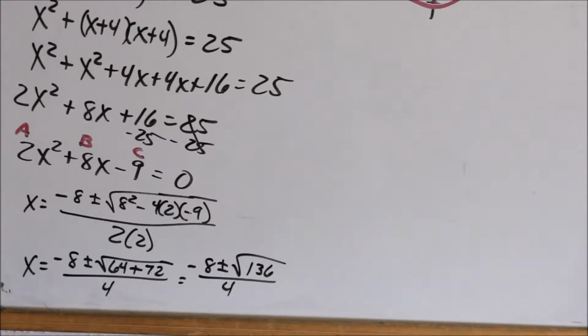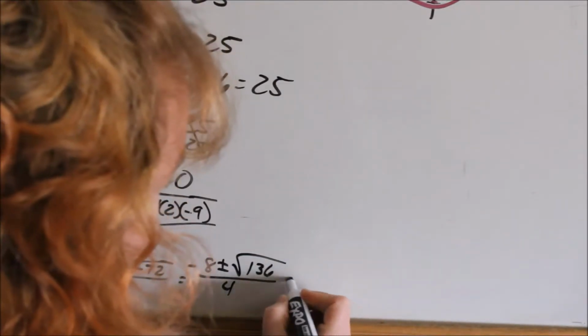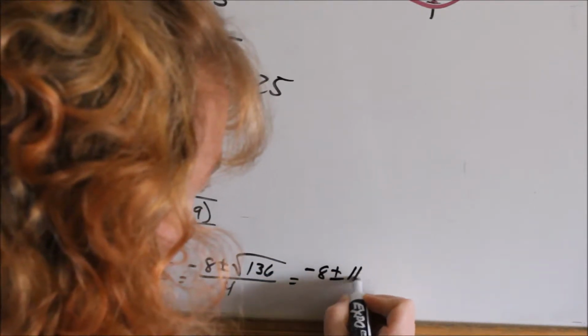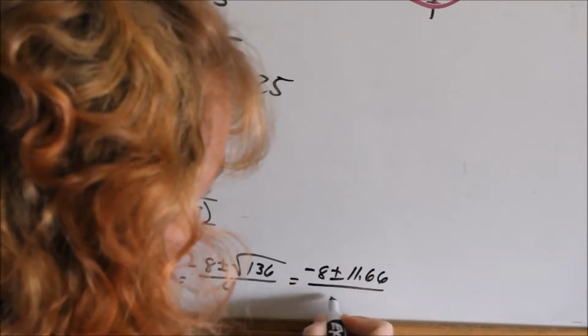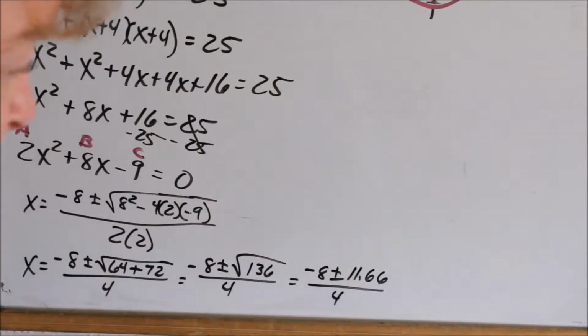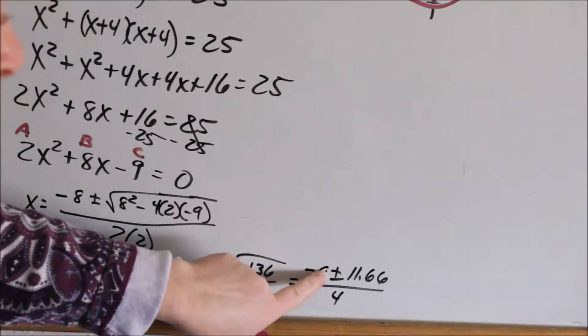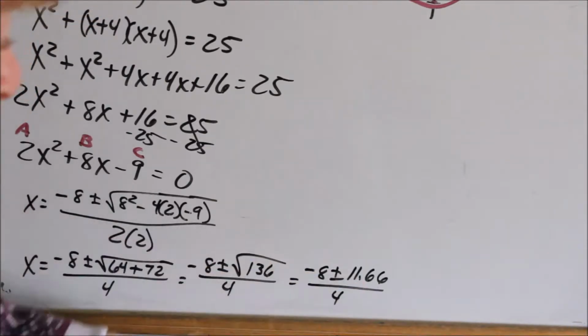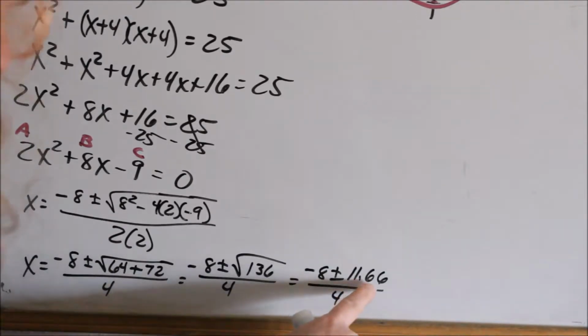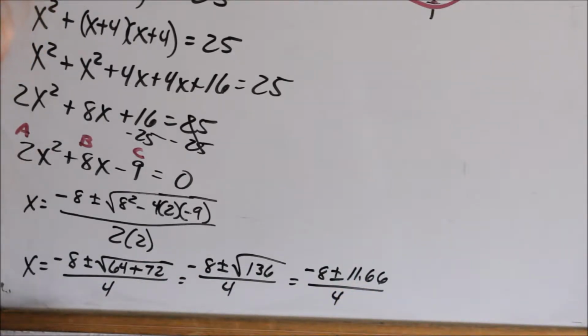So, square root of 136 is, basically, rounding to 2 decimals, 11.66. So essentially what I have is negative 8 plus 11.66 divided by 4, then negative 8 minus 11.66 divided by 4. So I am going to do both of those numbers, so negative 8 plus 11.66 and then divided by 4.